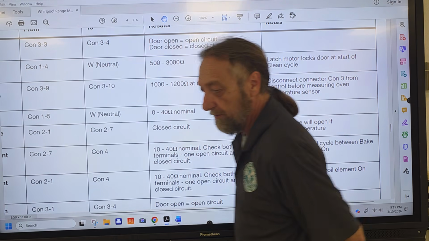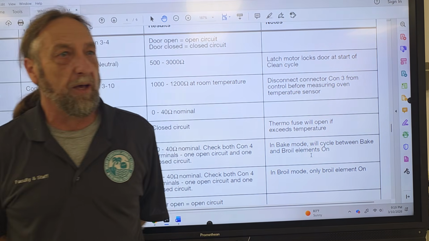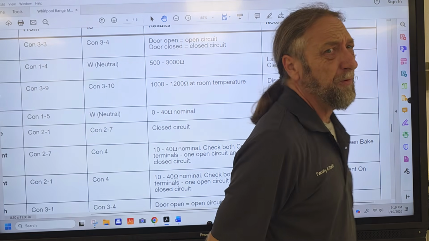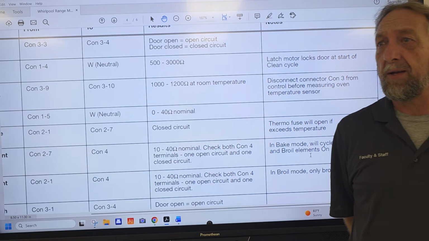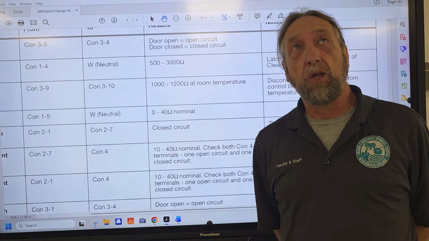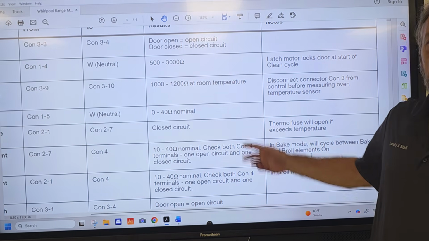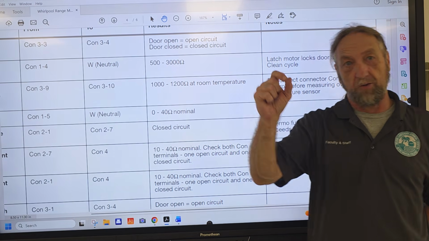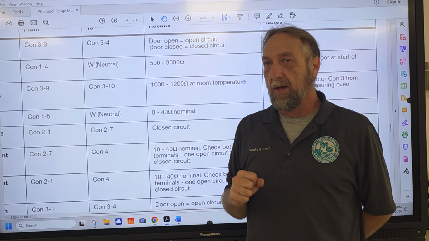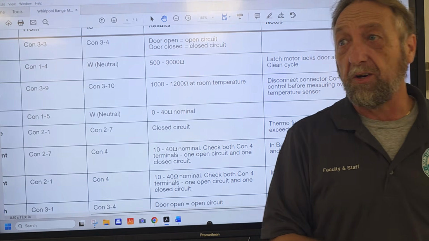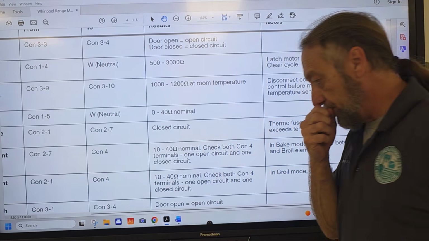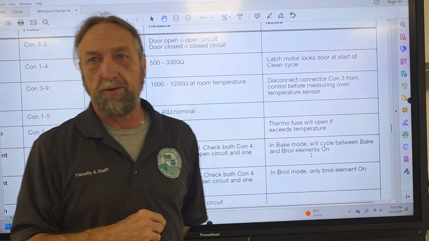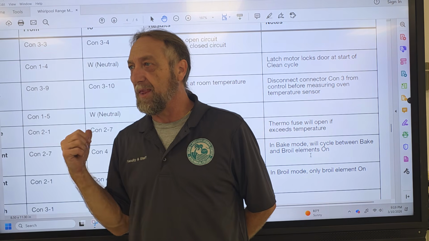Okay, 1,000 and 1,200. You're going to see as low as 1,050. 1,200 is a little high, but almost. It used to be that all oven sensors read the same resistance. They used the same thermistor to do the oven temperature, okay? Now, a couple of years back, Frigidaire was here doing training, and the guy says, you know what? Our oven sensors now read 500 at room temperature, not 1,000.